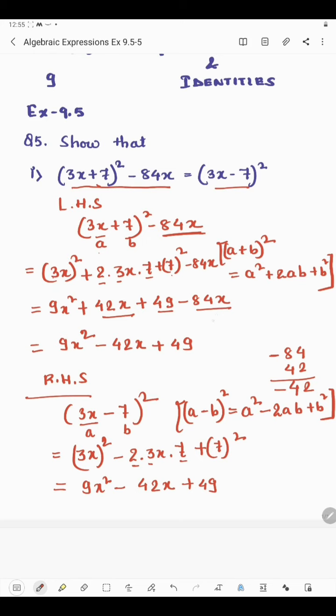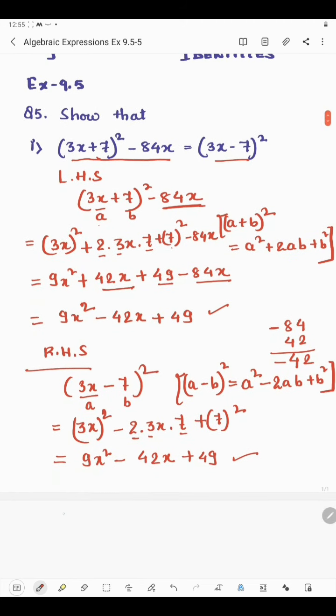Now see, here we have got 9x² − 42x + 49 from the left hand side, and from the right hand side we have got 9x² − 42x + 49. So what we have observed is that the value on the left hand side is the same as on the right hand side. So it's proved. So we'll write left hand side is equal to right hand side, verified.